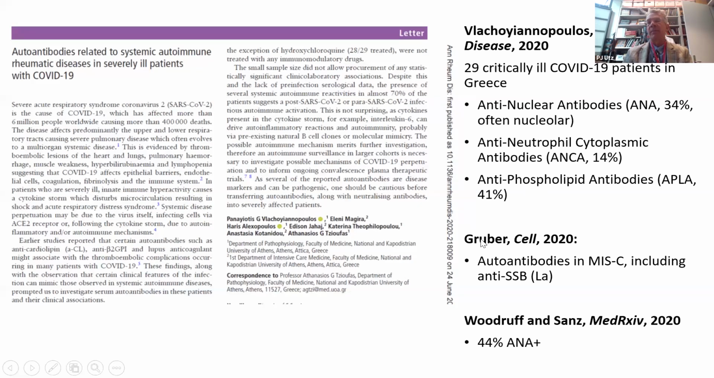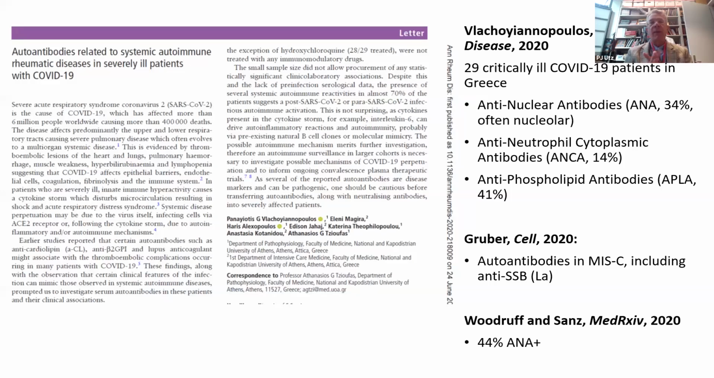Since then, several other papers have been published, one in Cell by Gruber from Mount Sinai, looking at antibodies in MIS-C, where they did a screen using a phage library approach. They found antibodies against the LA protein, which is also called SSB. This is targeted in patients who have lupus, Sjogren's, neonatal lupus. And then Ignacio Sanz's group at Emory published a paper on medRxiv in the fall showing that 44% of their patients had positive anti-nuclear antibody tests. Many of these ANA titers, a significant proportion of those patients, had very high titers of ANA.